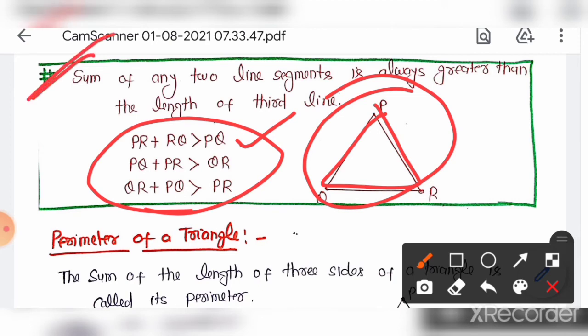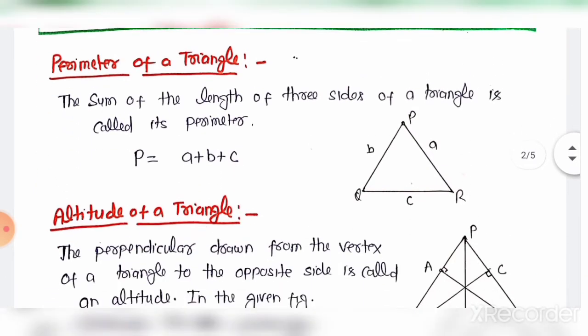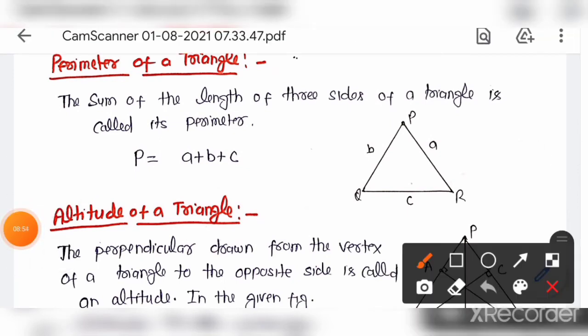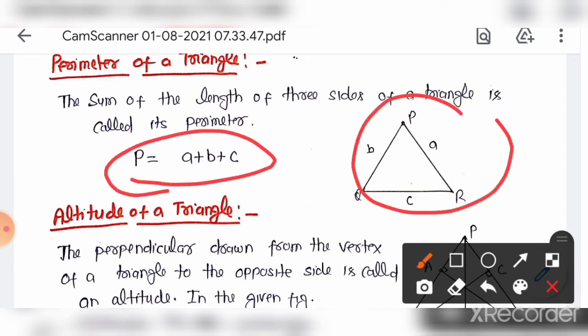Okay, so next is the perimeter of a triangle. Perimeter of any closed figure or polygon is the sum of all sides. So the sum of all sides is called the perimeter of a triangle. In this figure, this triangle is a scalene triangle. The sum of the lengths of the three sides, A plus B plus C, is its perimeter. So perimeter P is equal to A plus B plus C.